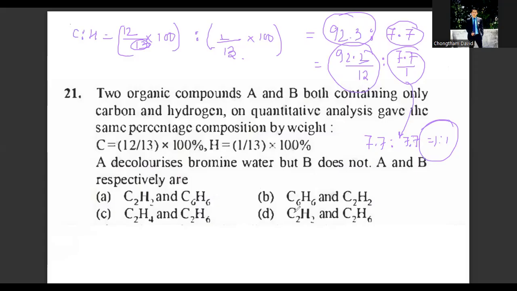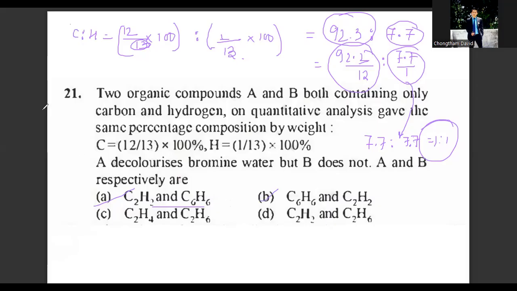Thus, the molecular formula of A and B will be a simple multiple of CH. So you have many options, either C2H2, C3H3, C4H4, C6H6, C5H5, etc. But from the available options, you have to find out the correct combination. So C2H2, C6H6, right? These are the correct answer for question number 21. Okay, B is also correct.